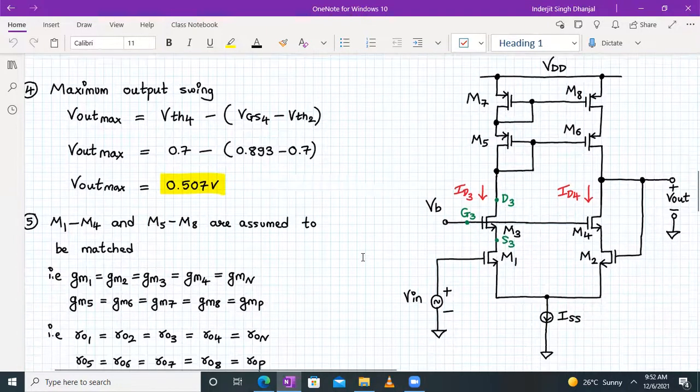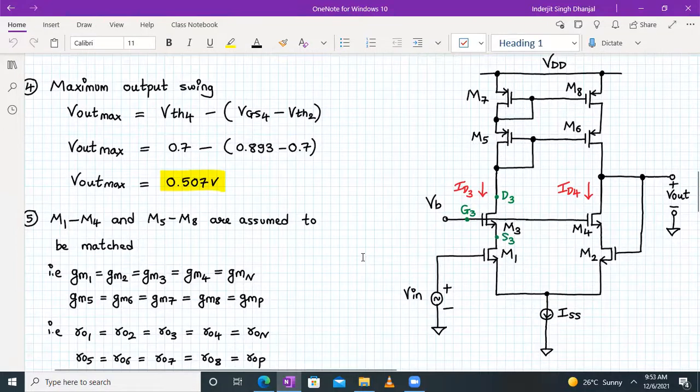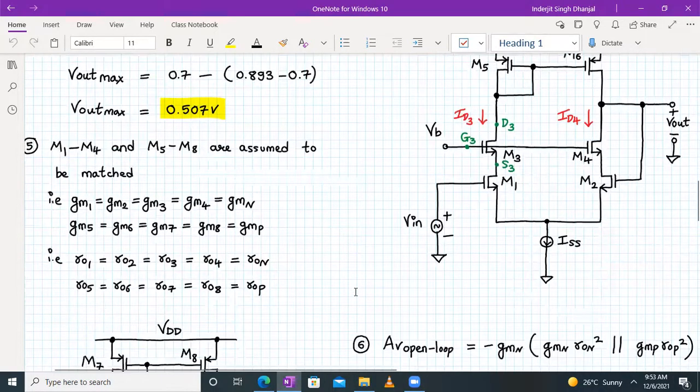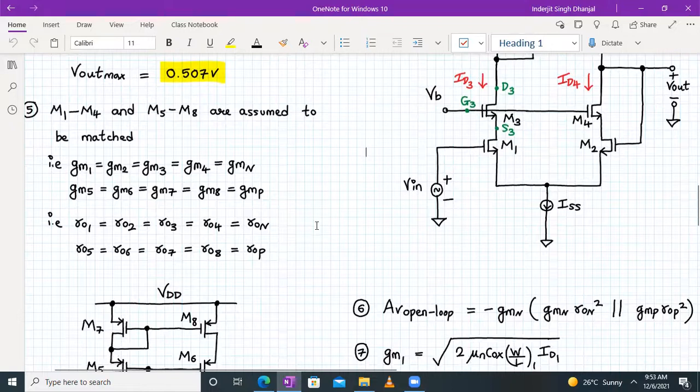Now next, we have to calculate the open loop gain. Without the unity gain buffer configuration, we have to calculate the open loop gain for a telescopic cascode op-amp. Here we have been given that M1 to M4 are matched and M5 to M8 are matched. So we can substitute gm1 equal to gm2 equal to gm3 equal to gm4 is equal to gmn.